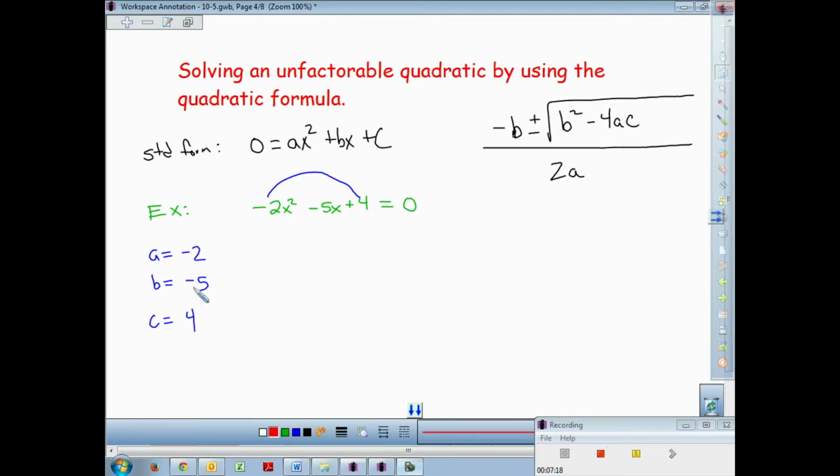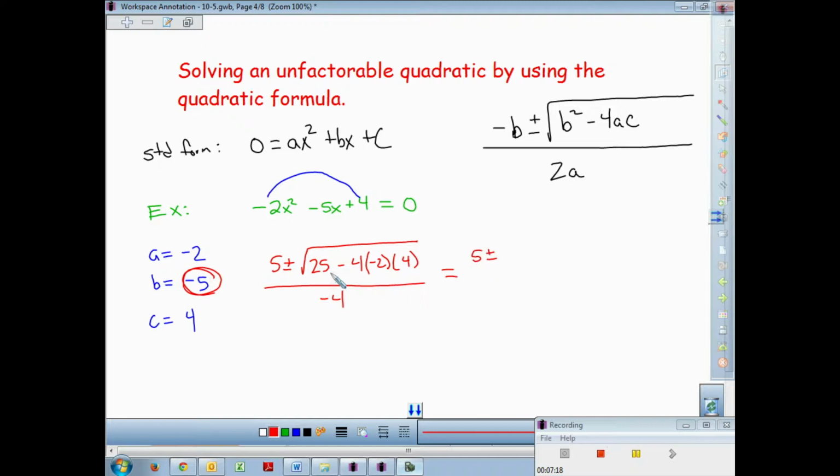The opposite of b, which would be +5, plus or minus the square root of b squared. Remember, when you square a number, it will turn out positive every single time. So be careful. Use your brain, not your calculator. -5 squared is +25, minus 4 times a times c. All of that over 2 times a, which is -4. And then I'll clean up my discriminant. That number underneath the radical is called the discriminant.